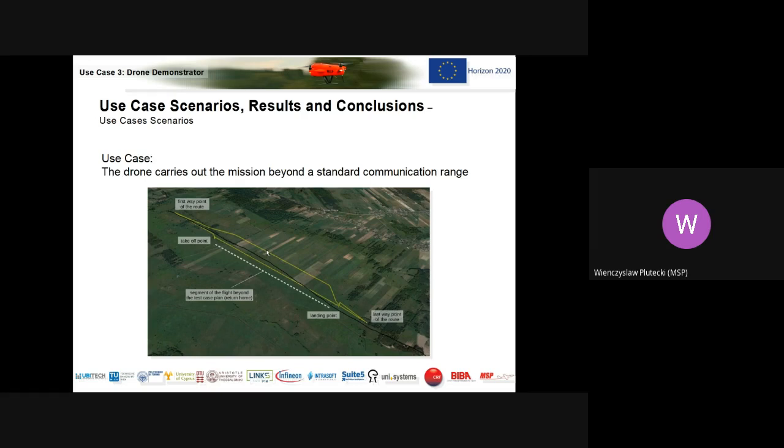it continues flying, and during this time it switches the connection from the first ground control station to another ground control station. This allows it to perform the full mission up to the last waypoint and land near the next ground control station. So this is the first scenario.